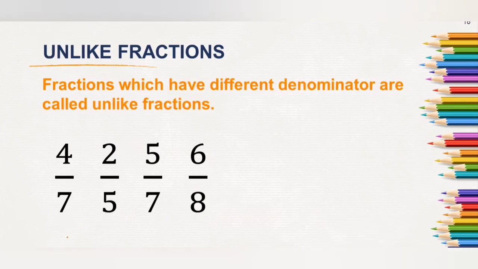What is an unlike fraction? When the denominators are different, it is called an unlike fraction. Here it is 7, here it is 5, again 7, 8. It's all different, yes? If one number is different also, here 7 and 7 is the same. If it was 7 here also and here it is 8, it is an unlike fraction. It is not called a like fraction. When the denominators are different, it is called an unlike fraction.